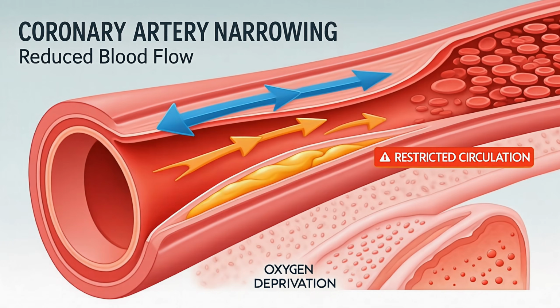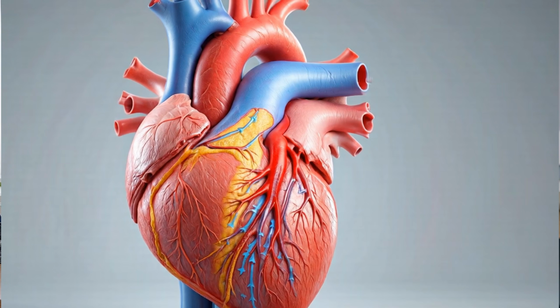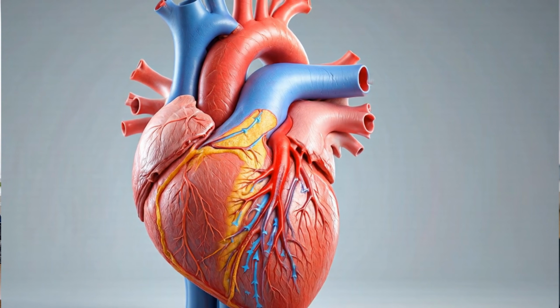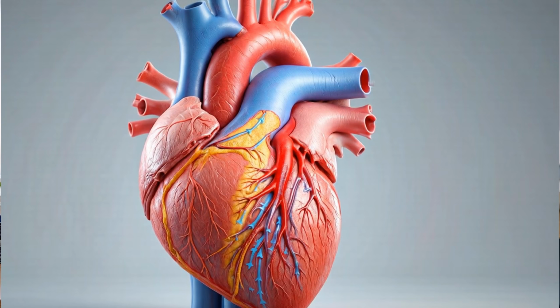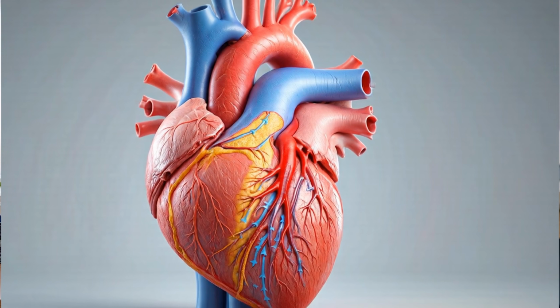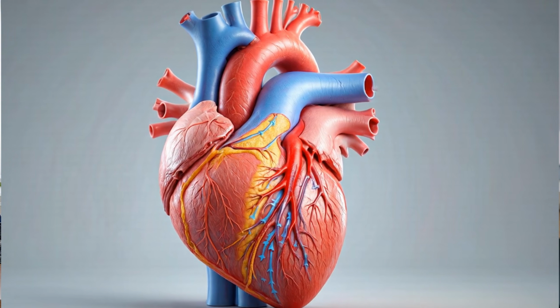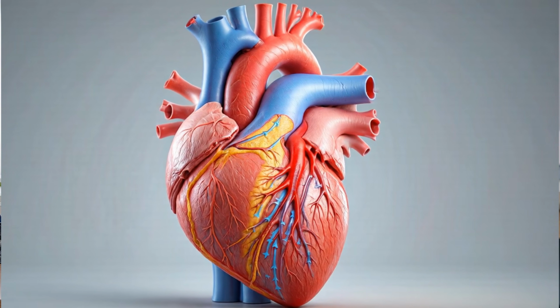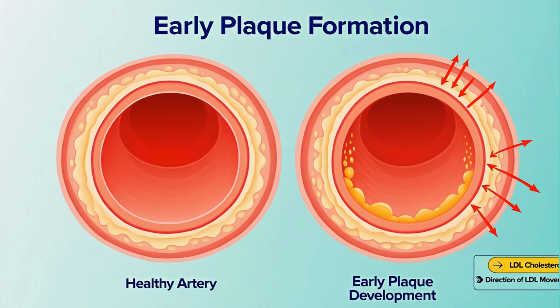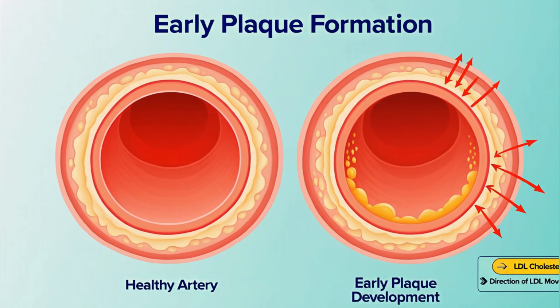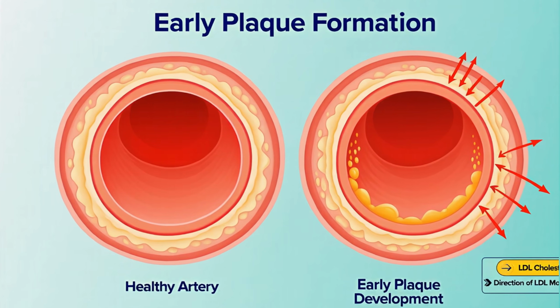A heart attack does not begin with the heart suddenly failing. In most cases, the problem begins inside the arteries that supply blood to the heart muscle itself. These vessels are called the coronary arteries. They sit on the surface of the heart and wrap around it like small branches on a tree. Their job is simple. They deliver oxygen and nutrients to the heart muscle so it can keep pumping.